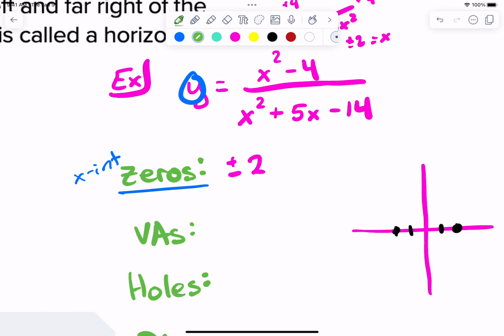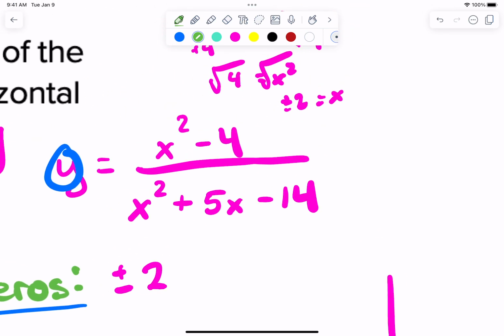Okay, all right, vertical asymptotes. Vertical asymptotes are found by setting the bottom equal to 0. But we have to do something with the bottom. Let's break it apart. He's a simple trinomial, right? Multiply to get negative 14, but when you add them, give you positive 5. What do you got? 7 and 2. x plus 7, x minus 2.